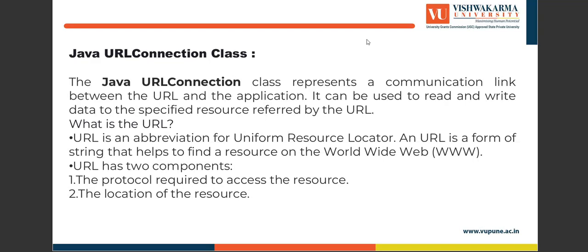Now we'll see what a URL is. URL is the abbreviation for Uniform Resource Locator. A URL is a form of string that helps to find a resource on the World Wide Web, called www. A URL has two components. The first one is the protocol required to access the resource, and the second component is the location of the resource.